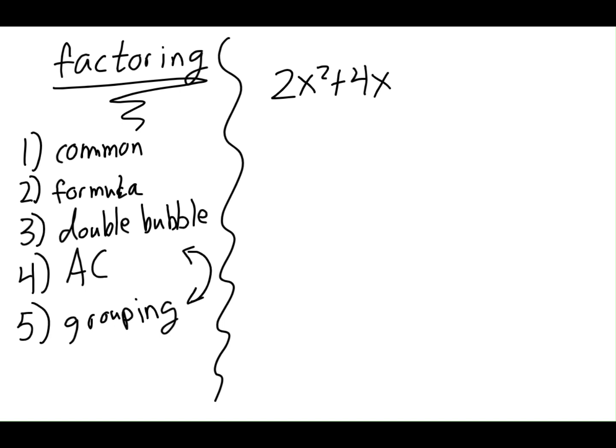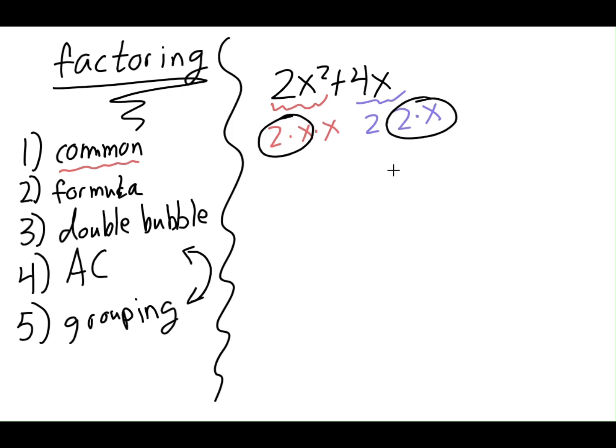For our first example, let's look at 2x squared plus 4x and try and factor this. Now, this is a great example of common factoring because you'll notice that 2x squared, if you find all the factors, there's a 2 and an x and an x. For the second part, we have a 4, which is a 2 times 2, and an x. And so you'll notice there are some common things. There's a 2x in both of them.